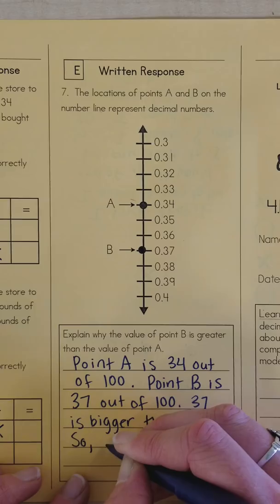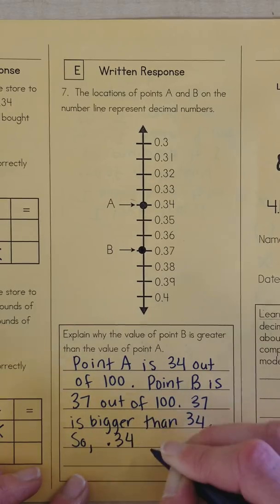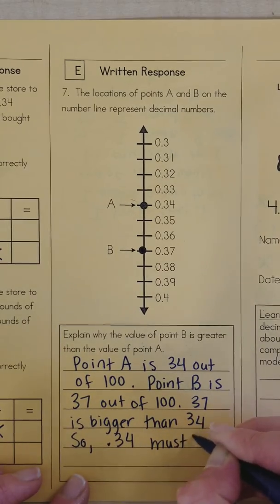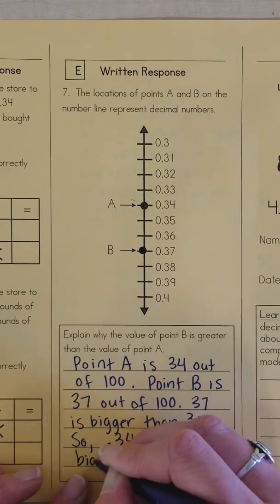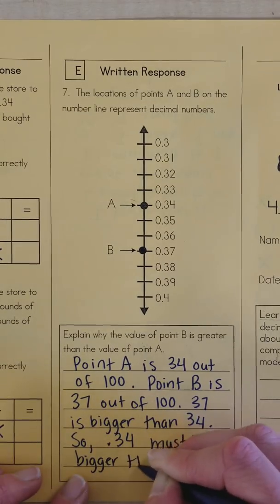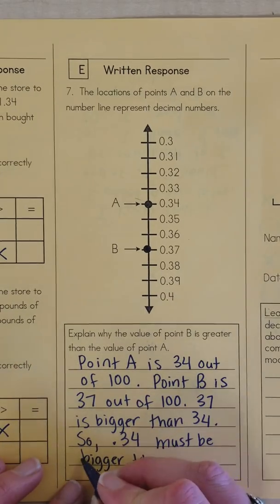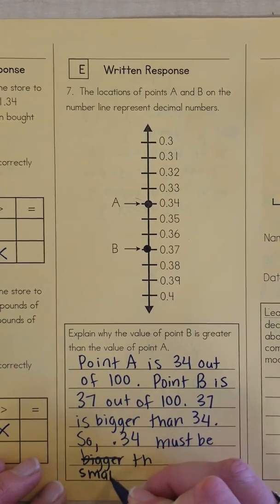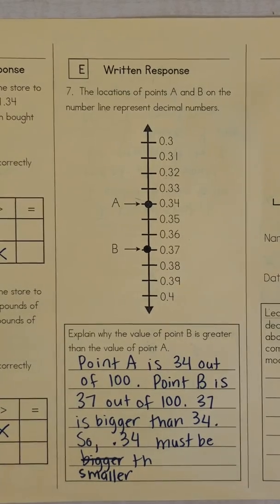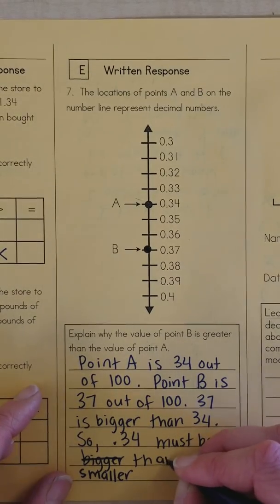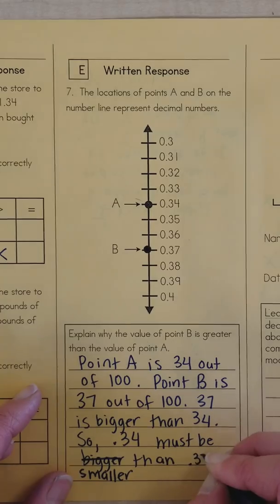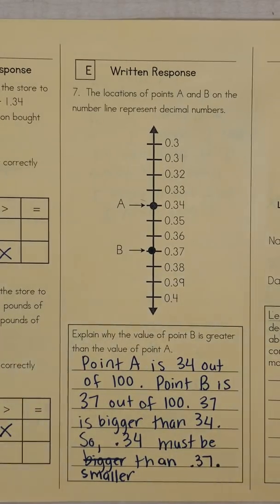So 34 hundredths must be bigger than, oh, guys, what's wrong with me? Smaller. So 34 hundredths must be smaller than 37 hundredths. Sound good? Okay.